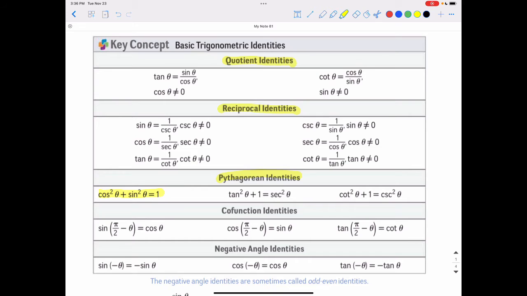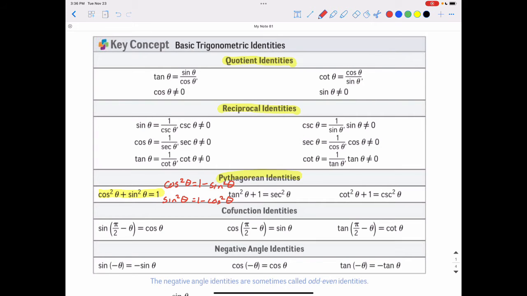A couple of versions of the first one, the cosine squared theta plus sine squared theta equals 1, is when you solve for either cosine or sine. So let's say I solve for cosine squared theta. That means I could subtract sine squared theta from both sides. So that means that cosine squared theta equals the same as 1 minus sine squared theta. And the same for sine. Sine squared theta equals 1 minus cosine squared theta. Those are used quite a bit throughout trig proofs as well.